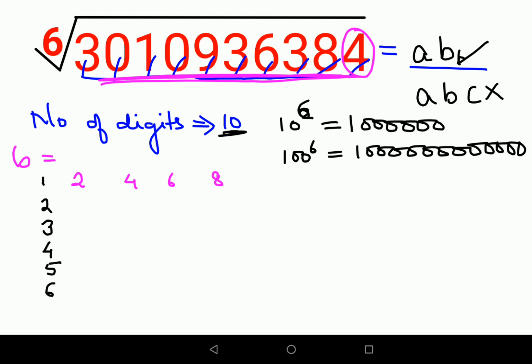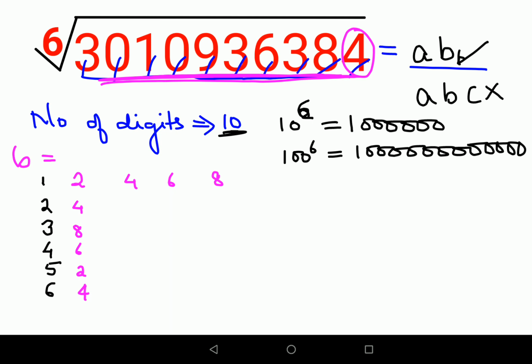Now 2 raised to 1 gets you 2. For 2 raised to 2, the last digit is 4. 2 raised to 3, last digit is 8. 2 raised to 4, last digit is 6. 2 raised to 5, last digit is 2. And 2 raised to 6, the last digit is what? 64, so the last digit is 4 in this case.